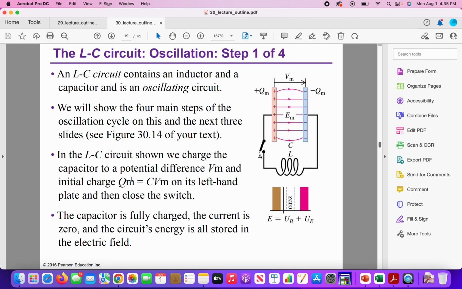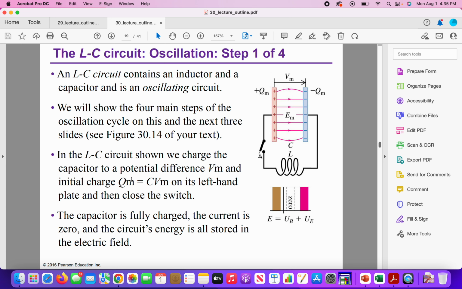Now, what if we have L, an inductor, with a capacitor? We're going to have oscillations. And what does that mean? Here we have a capacitor that was completely charged, and we are going to have 4 main steps of this oscillation.